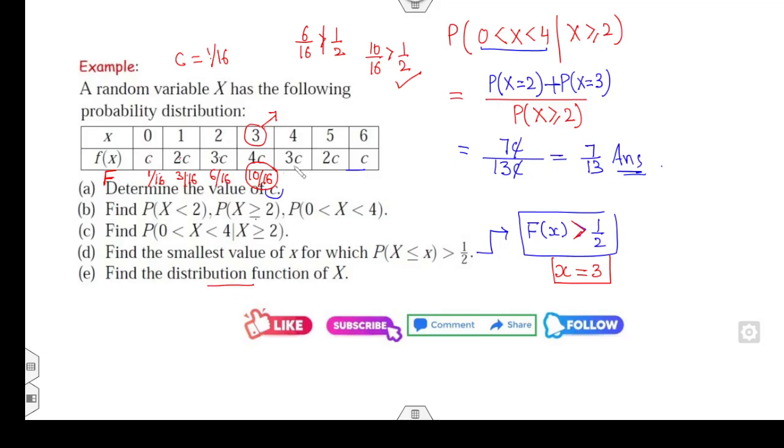Find the distribution function. You can complete them. It's 13 over 16, then 15 over 16. The last number is 1, the right answer.